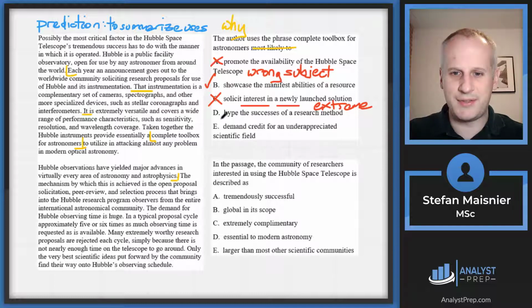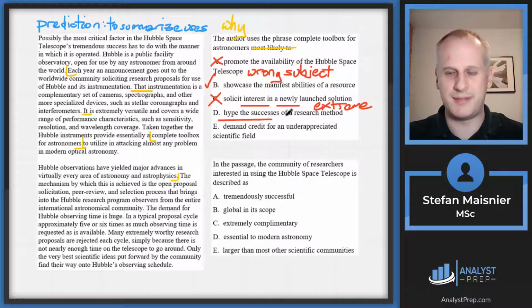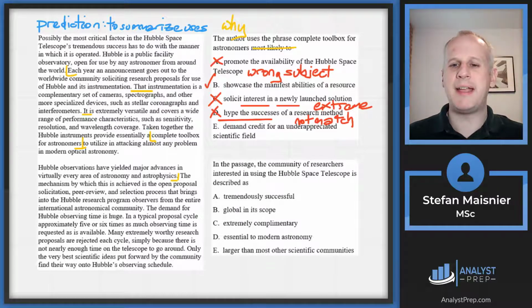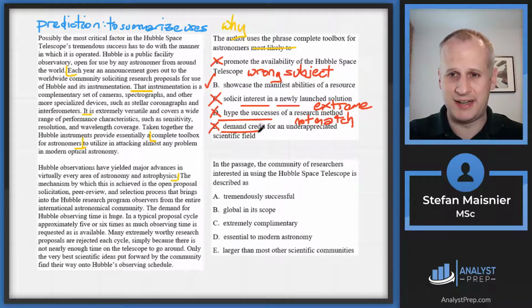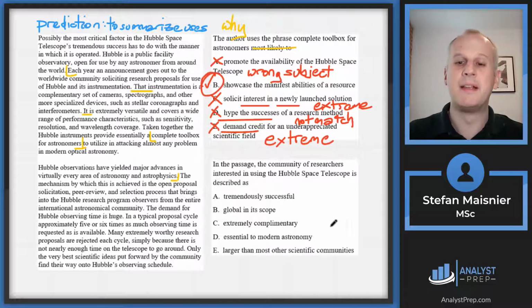Again, we're not talking about the successes. That is not why they're talking about it as a complete toolbox for astronomers. It is to just say that it can do all of these different things. So that, again, is just not the purpose. So not a match. And demand credit for an underappreciated scientific field. That is rather extreme again, and just an action that's not supported. So we'll just call that out as extreme and confidently select choice B.